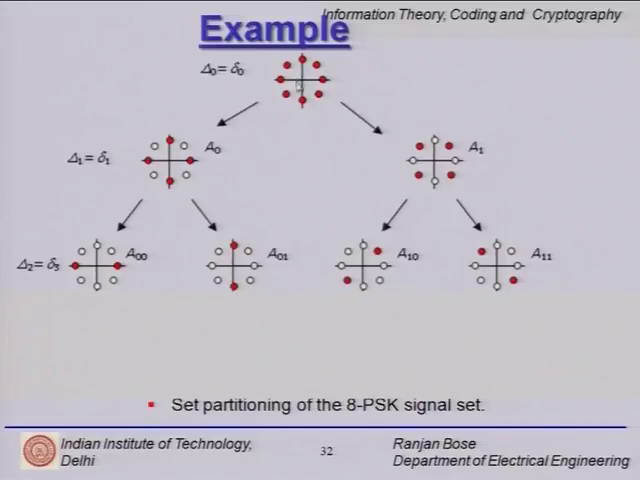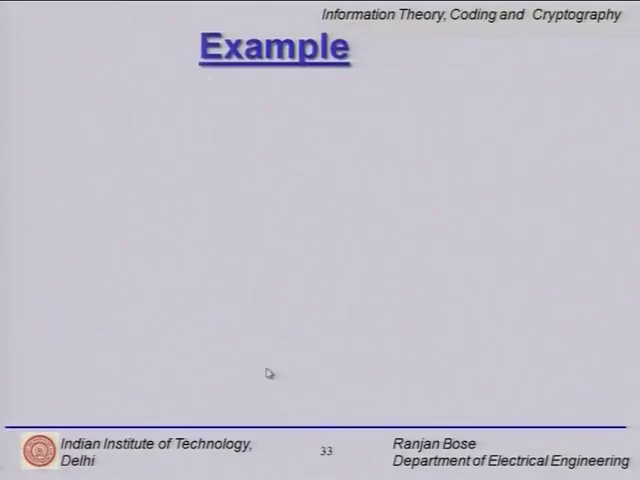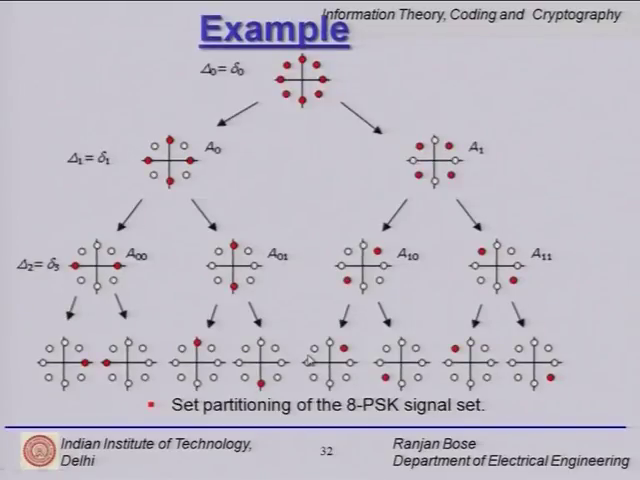So, here there were 8 points, now we have 4 points and 4 points highlighted by red, and then 2 points and 2 points, 2 points and 2 points. And then of course, you have single points in the sets. So, we have done the set partitioning of the 8 PSK signal set. It is pretty mechanical, you can do it for any large constellation diagram.